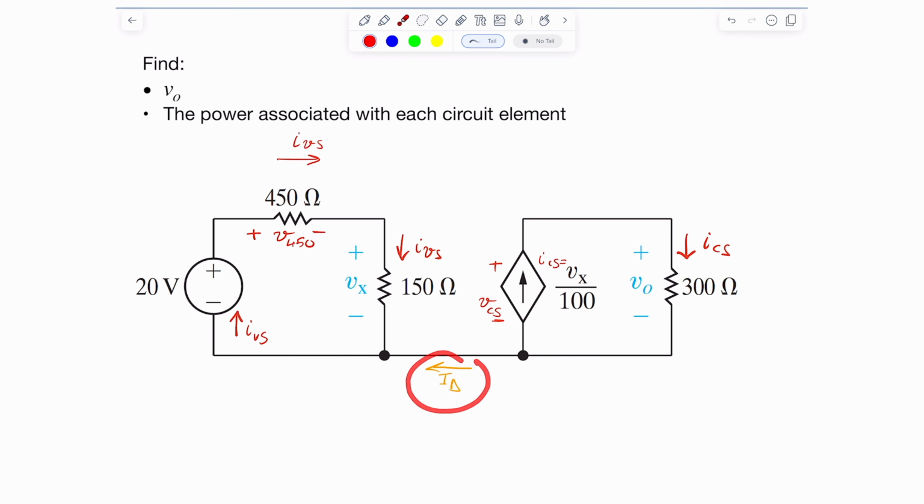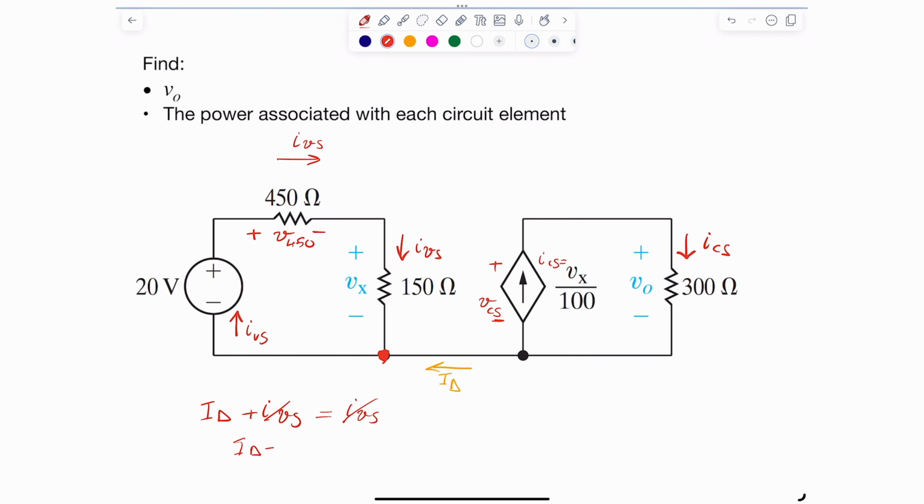And I can prove it for you just using KCL. If I just focus on this particular node in here and write KCL for it, based on KCL, I delta is going into the node, and I also have this I V of S going into the node, but I have this current in here leaving the node. So it's basically equals I V of S. Of course, this cancels with that, so I delta is equal to 0. So simply that here is definitely 0 amp or milliamp. Okay, so there's no current flowing from here to here.